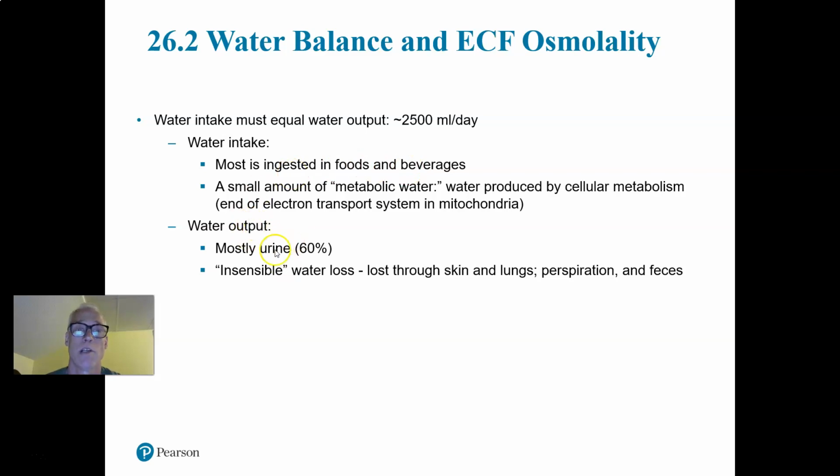Water output is largely in the form of urine. You can never stop making urine, as we discovered in our urinary system lab. You don't feel like you have to go, but still there's some urine being produced all the time in your body.